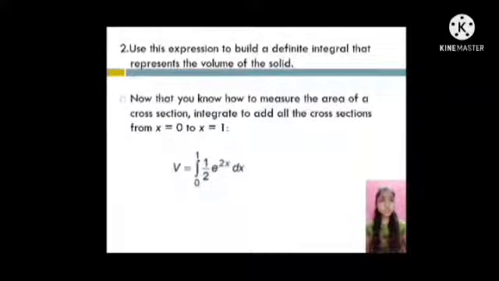Second, use this expression to build a definite integral that represents the volume of the solid. Now that you know how to measure the area of a cross section, integrate to add all the cross sections from x is equal to 0 to x is equal to 1.